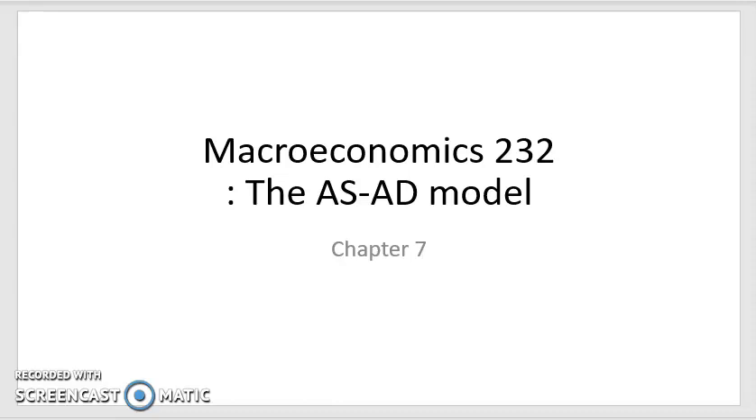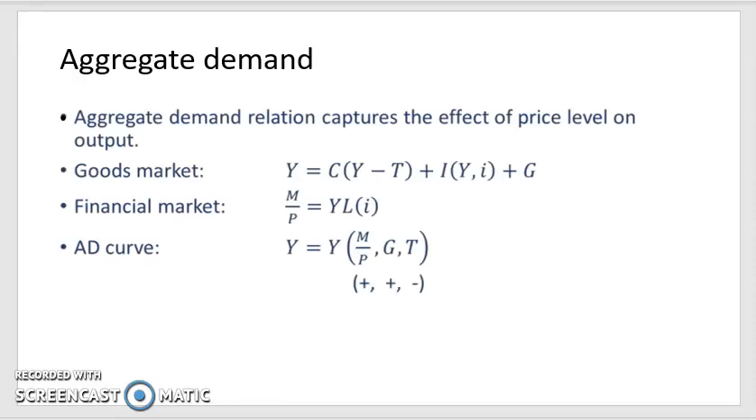Welcome to the second part of our chapter 7. In this video, we're going to develop the aggregate demand relation. The aggregate demand relation captures the effect of price level on output.